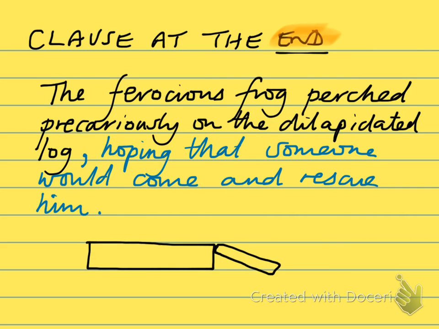Let's move to one with a clause at the end. We'll return to the original, better sentence with that good vocab. The ferocious frog perched precariously on the dilapidated log. Here we've added, hoping that someone would come and rescue him. Here's the ing clause, and here's the comma. Now, this is almost like having a whole sentence at the start and adding a clause which is leaning on the sentence. The clause, if it didn't have the sentence to lean on, would fall over and wouldn't make sense by itself. It's leaning on the sentence. It needs that sentence to be able to make sense.